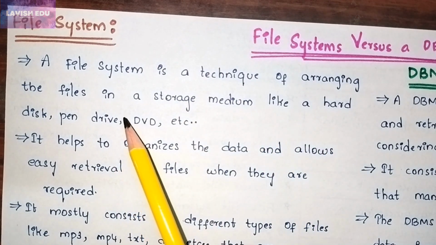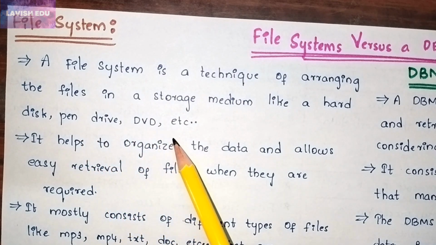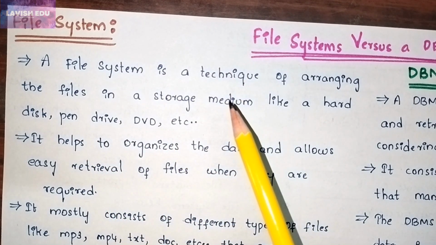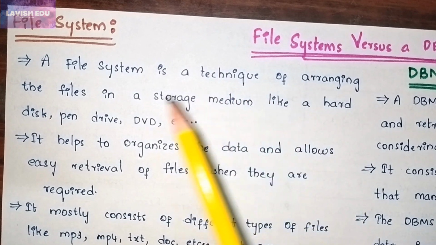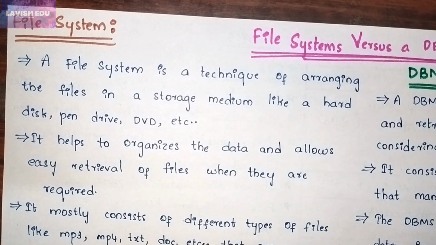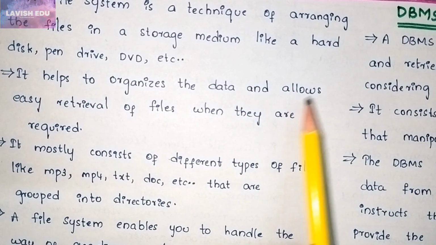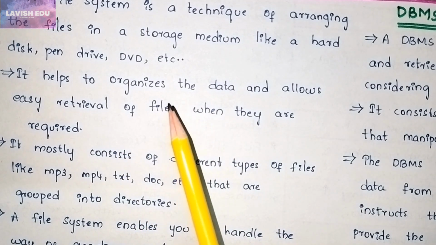A file system is a technique of arranging files in a storage medium like a hard disk, pen drive, DVD, etc. As usual, we store our data, such as videos and audios, in our hard disk, pen drives, etc. So a file system is nothing but the storage medium, and it helps to organize the data and allows easy retrieval of files when they are required.